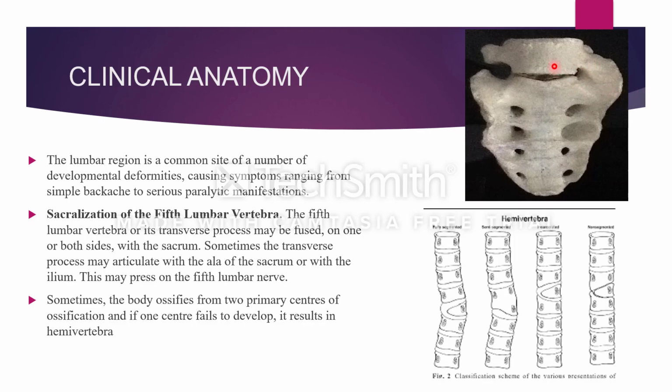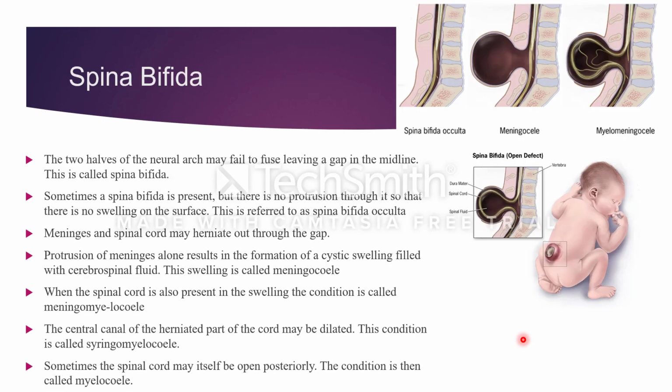Sometimes the body ossifies from 2 primary centers of ossification and one center fails to develop. It results in hemivertebra. What is hemivertebra? Hemivertebra means that one side of 2 vertebrae are fused to one another. That is, the left sides of the vertebra above and the vertebra below are fused to one another.